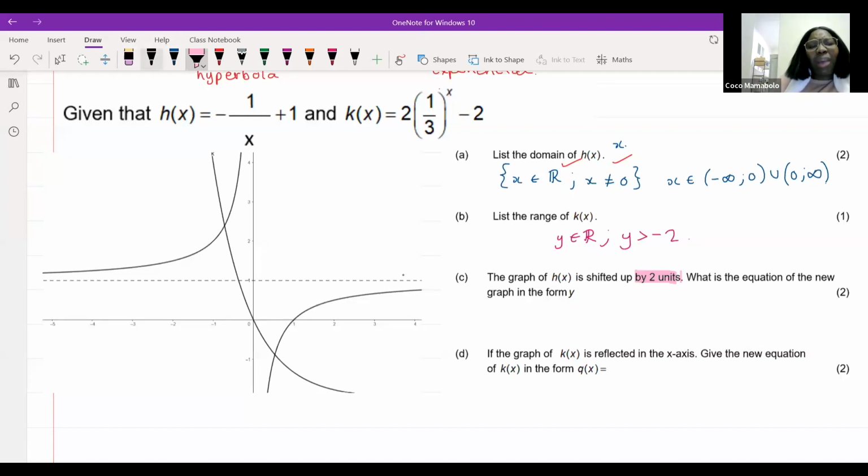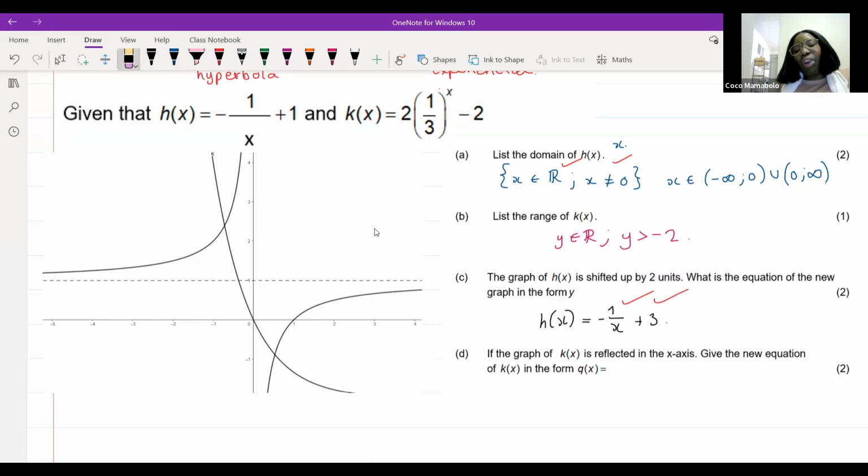Correct. So the rest of my graph is going to look exactly the same. I'm just going to have h of x is equal to -1 over x, except now I have to go +1 +2 because it's been shifted 2 units up. So that part over there is now going to be -1 over x + 3. You're just going to get 2 marks for writing the correct equation if you skip that part.